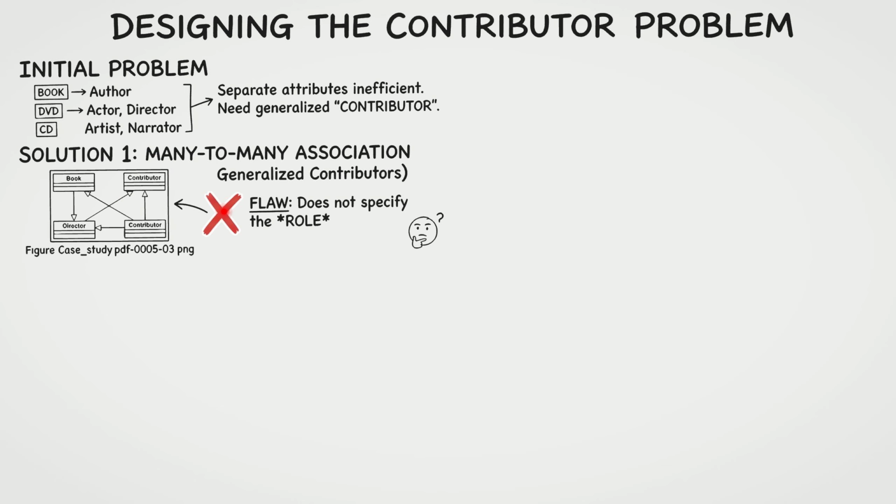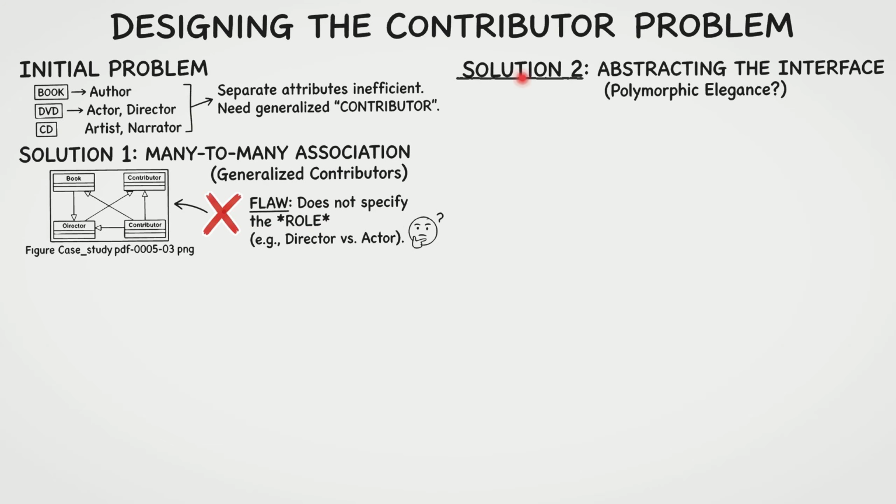However, this design has a major flaw. It does not specify the actual role of the contributor. We might know a specific person is associated with a DVD, but we do not know if they were the director or an actor. To fix this role issue, while trying to maintain what we call polymorphic elegance, we might try solution 2, abstracting the interface.